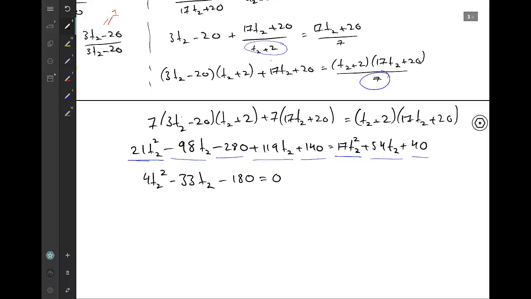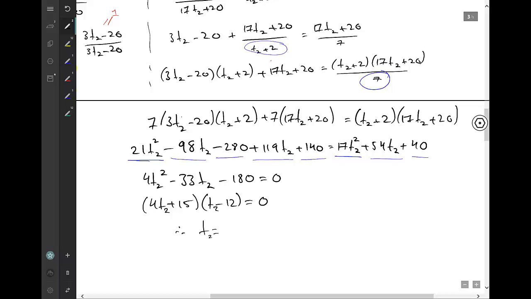So I think we end up with (4t2 + 15)(t2 - 12) = 0. So you can check that yourself and convince yourself that works. And so therefore t2 is equal to negative 15 on 4 and 12. Well, for obvious reasons, we can't get negative time, so this is not feasible. Okay, and so we know that t2 equals 12.